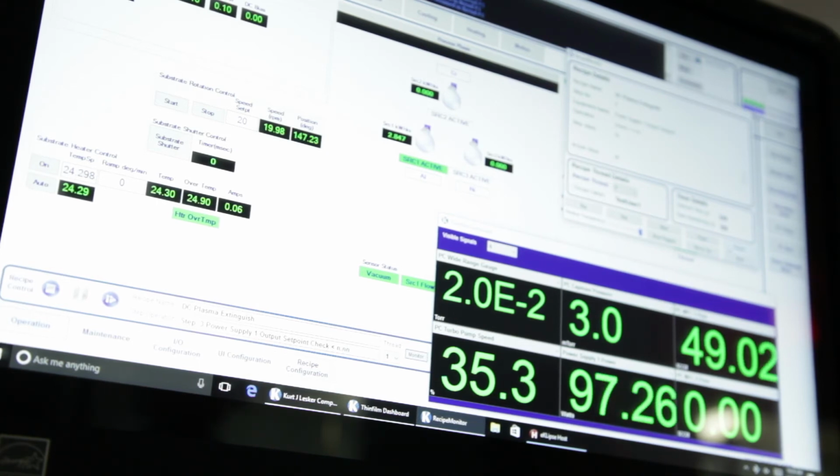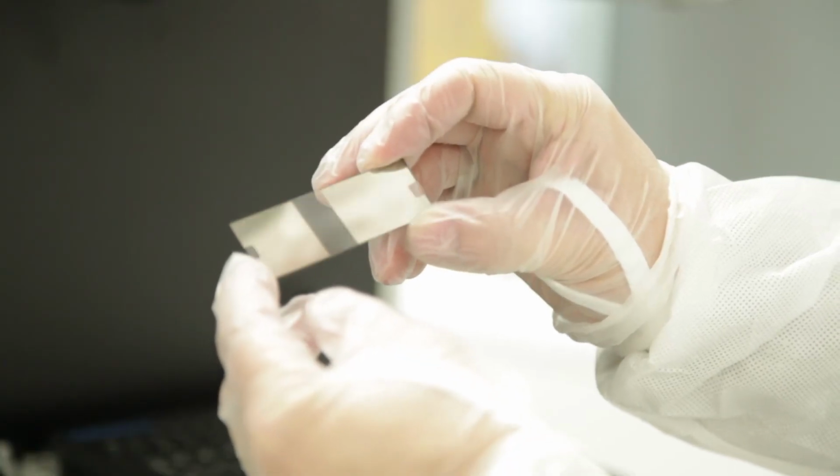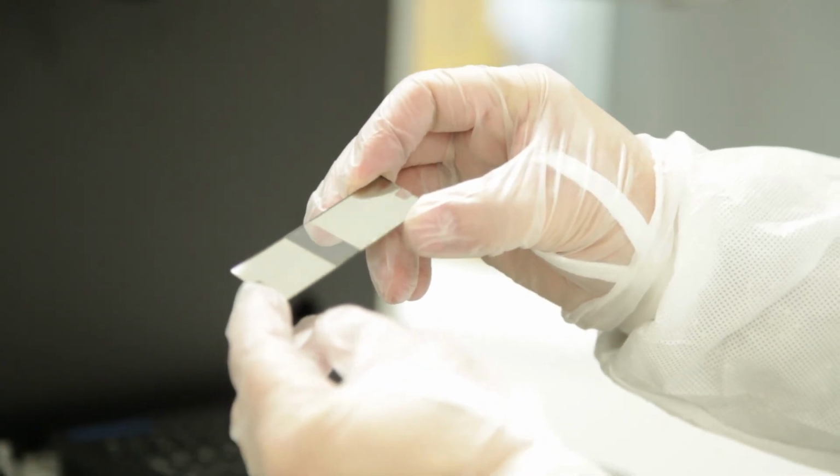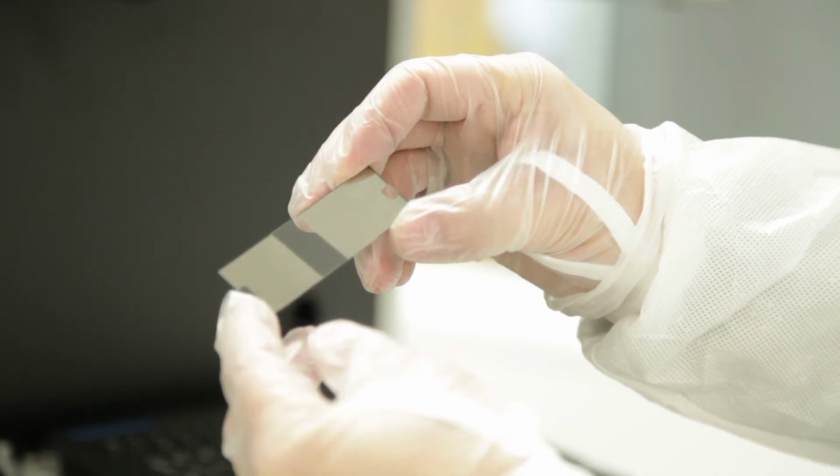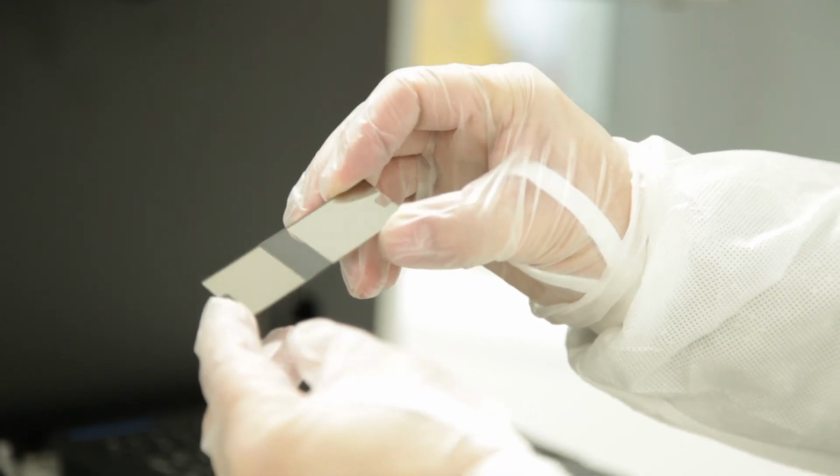We just watched chromium sputtering, but many materials are possible, including composites that are difficult to deposit in other ways. This is an example of a glass slide with 200 nanometers of chromium on it. The thin metal layer always gives a nice mirror finish.